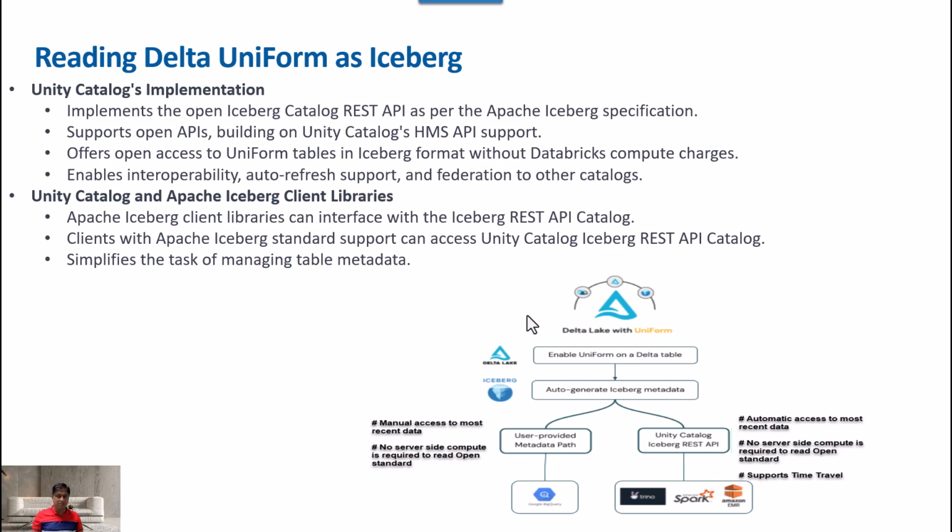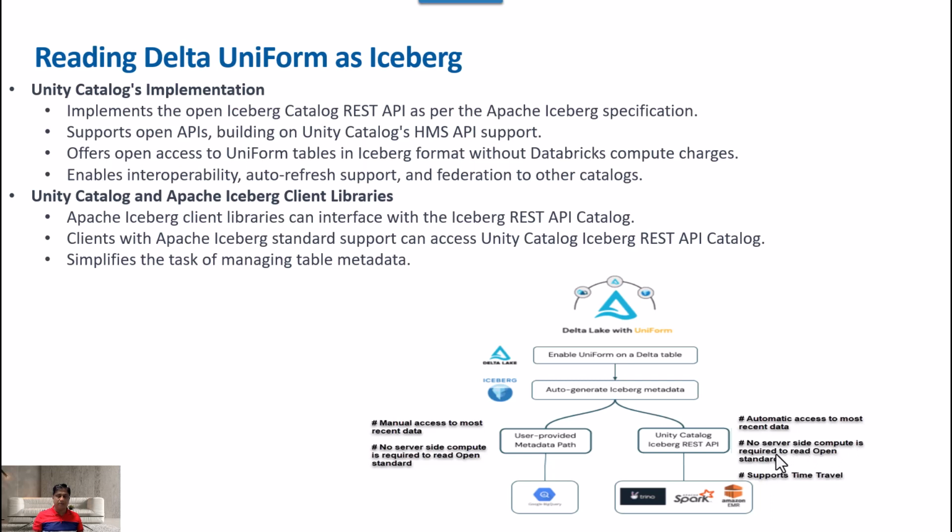So now let's understand this diagram. There are two options available. First option is user provided metadata path, and here manual access to the most recent data is available because you need to specify the path, but again in this there are no server side compute charges. And this is another approach. In the other approach, you are making the Unity catalog REST API call, and again there is no need for compute charges.